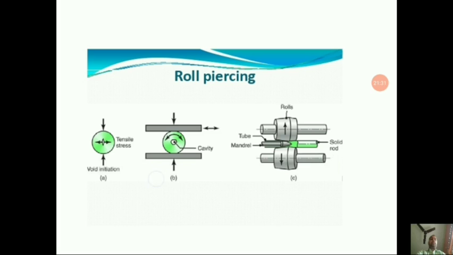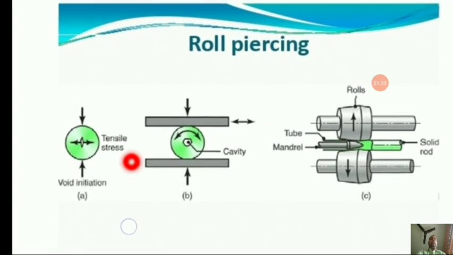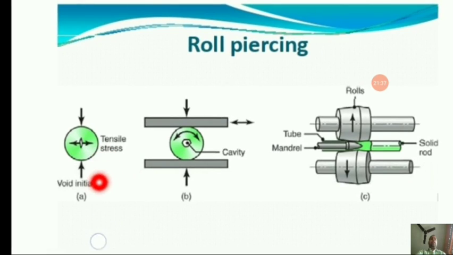Now this is the roll piercing operation. You can see over here tensile stresses acting on this void initiation, and this is the cavity. This is the tube, and this is the mandrel. These are the two rolls.